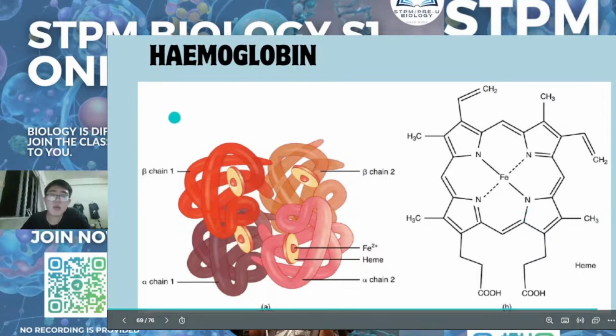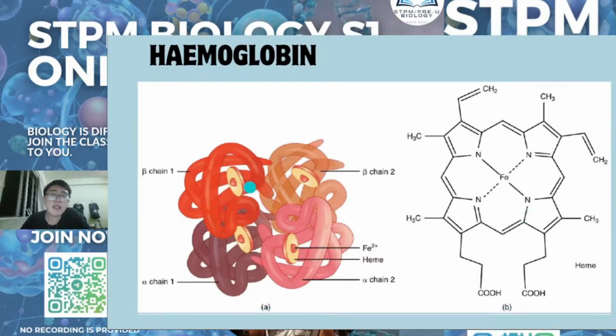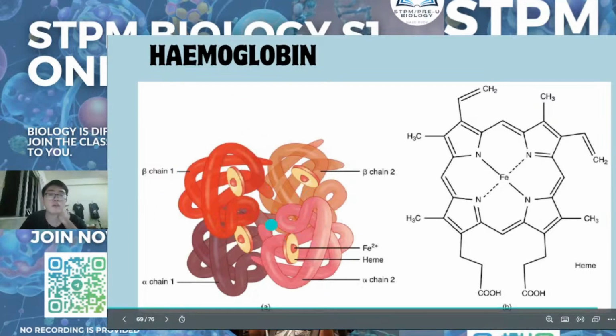Okay, so that is why we say that one hemoglobin can bind 4 oxygen, because each heme group, satu ferrum ni, dia boleh bind 1 oxygen, and then the quaternary protein hemoglobin contains 4 polypeptides. So each polypeptide can bind 1 oxygen molecule. So meaning that there are 4. So meaning that one hemoglobin can bind 4 oxygen molecules.